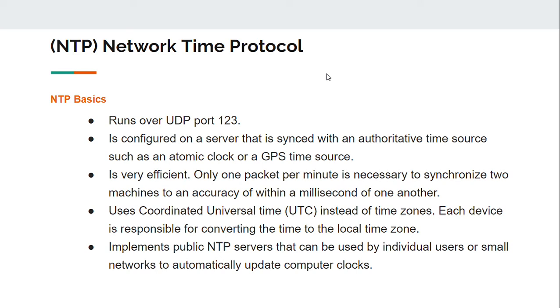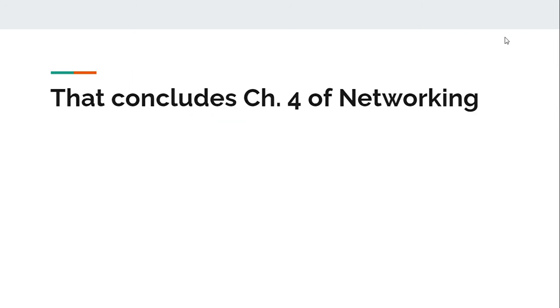Only 1 packet per minute is necessary to synchronize 2 machines to an accuracy of within a millisecond of one another. It uses Coordinated Universal Time, UTC, instead of time zones. Each device is responsible for converting the time to the local time zone. There are public NTP servers that can be used by individual users or small networks to automatically update computer clocks. That concludes Chapter 4 of Networking.